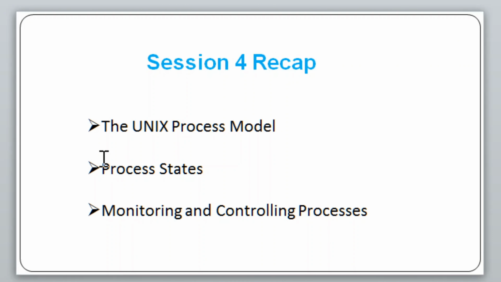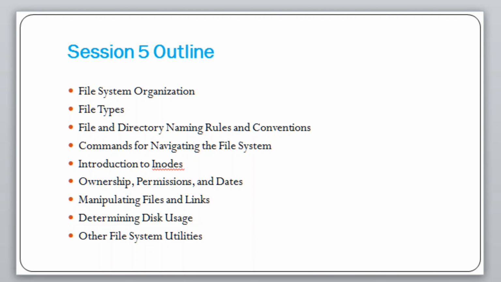So in session 4 we covered the UNIX process model, process states, and monitoring and controlling processes. Today we have quite a bit to cover, so we're going to go through it as best we can, and we'll take some breaks and show you some examples of things that we're talking about. But we're going to be going over the file system organization, file types, file and directory naming rules and conventions, commands for navigating the file system, introduction to inodes, ownership, permissions, and dates, manipulating files and links, determining disk usage, as well as other file system utilities.